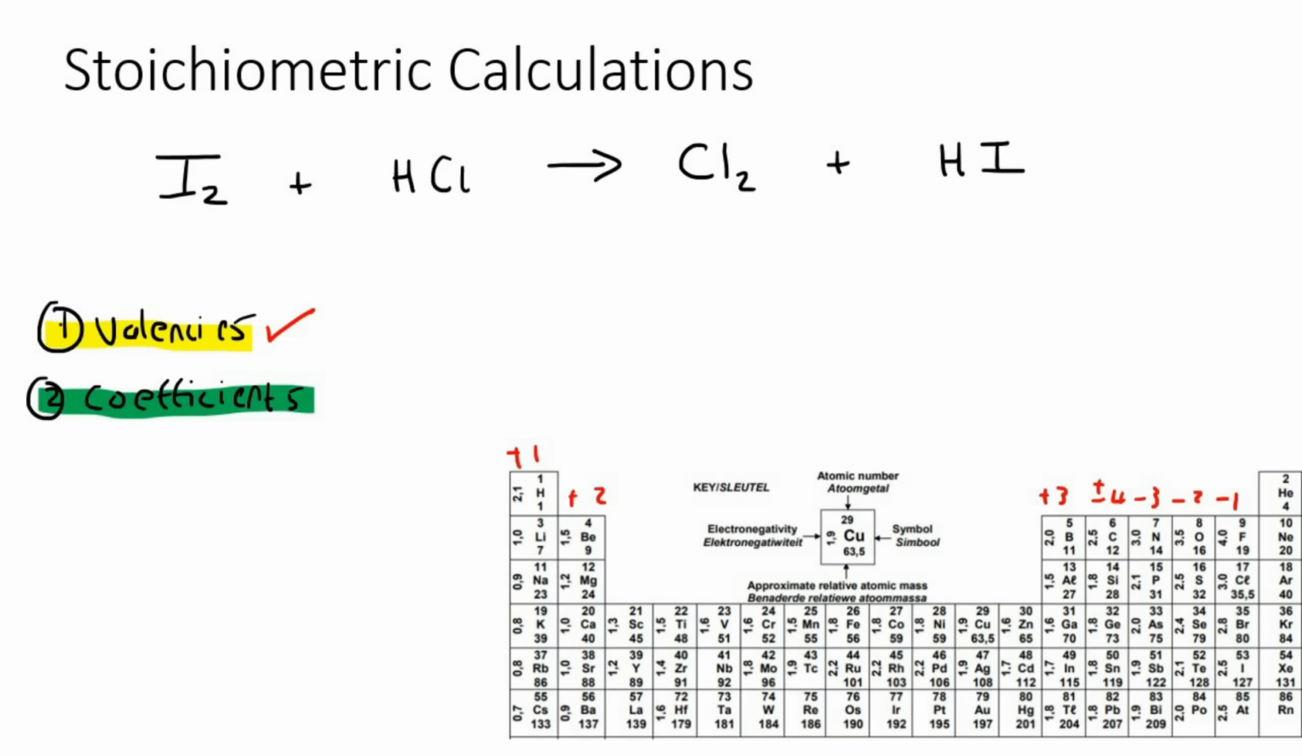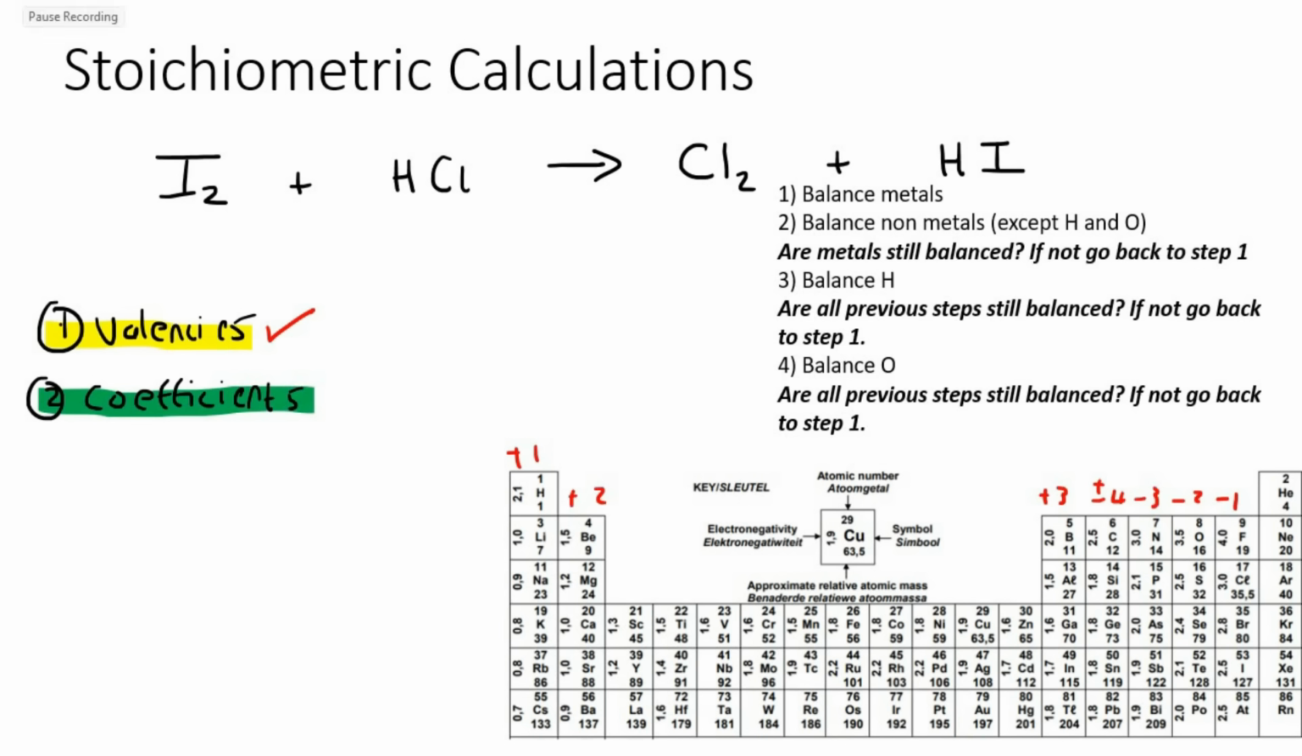Now the coefficients. Now to balance the coefficients, which is the numbers in the front, we use these steps that we looked at in one of our earlier chapters. So step 1, balance all of the metals. Now in this example, there are no metals. Okay, so step 1 is done.